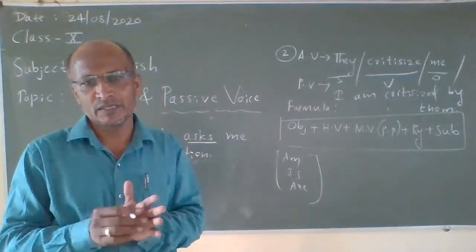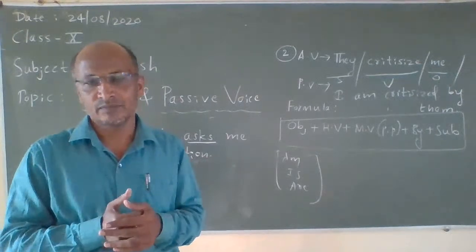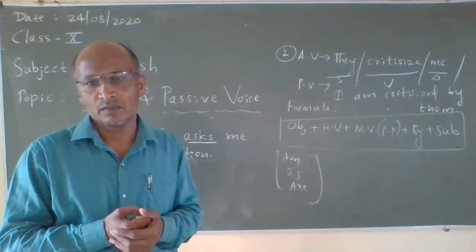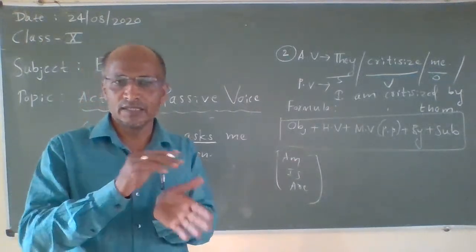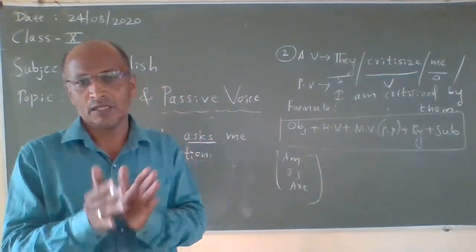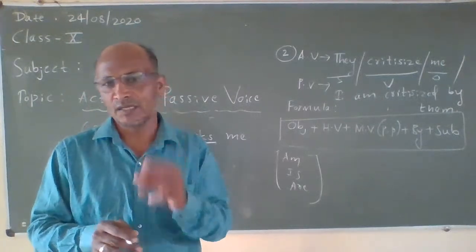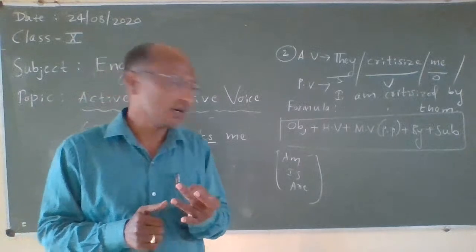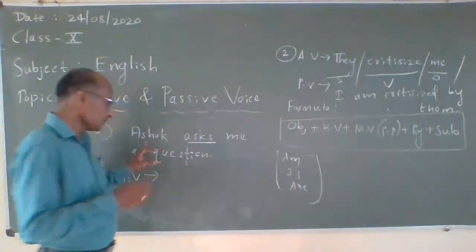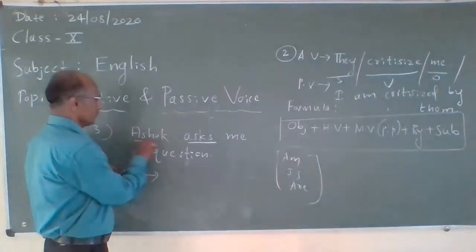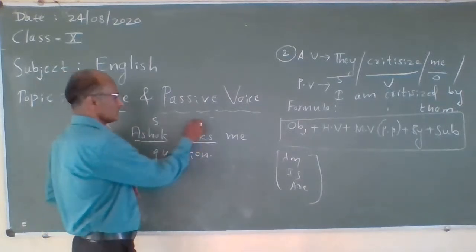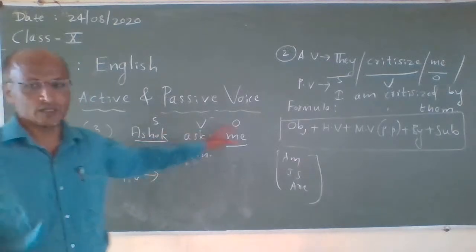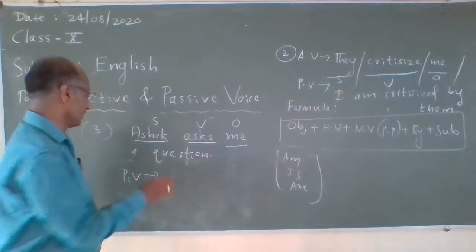So when it comes to present tense, especially simple present tense, you think about the three helping verbs am, is, are. When you change from active to passive, you should concentrate on the three helping verbs in simple present: am, is, are. See, let us find out. The subject is Ashok, ask is the verb, me is the object. Subject, verb, object. And one more object, the question.